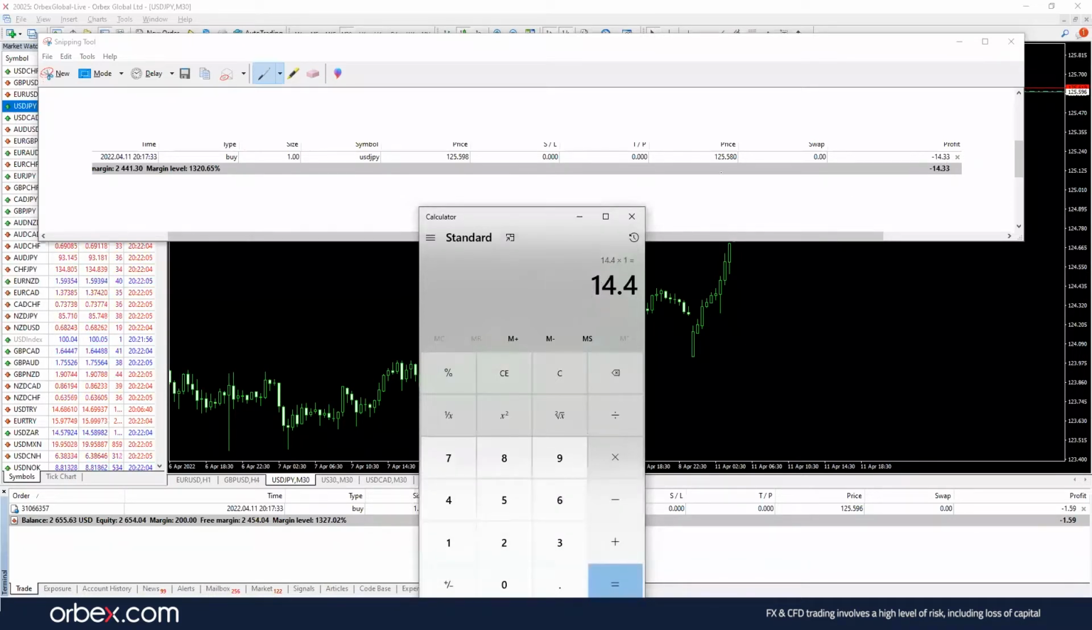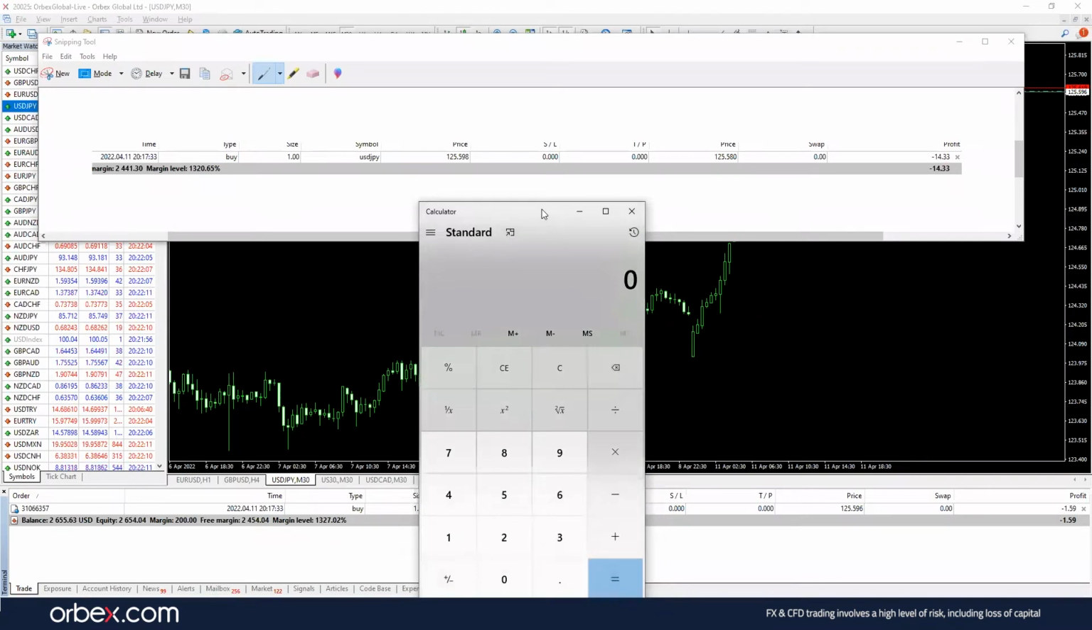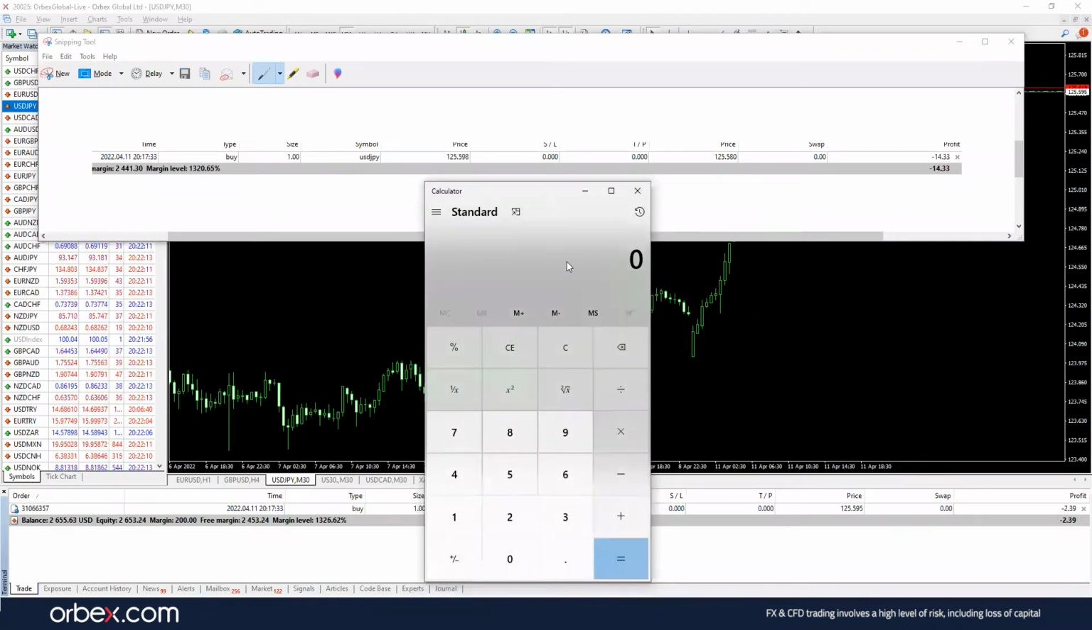Now let's find out what the exact pip value is for that. The way that we can find out what the exact pip value is, we take the 14.33 and we divide that by the amount of pips that we were making. Now I've actually forgotten how many pips it was. Let's just quickly go back. 125.58. So it's 1.8 pips. So I just have to keep that in mind, 1.8 pips. So divide that by 1.8 pips and then divide that by the lot size.